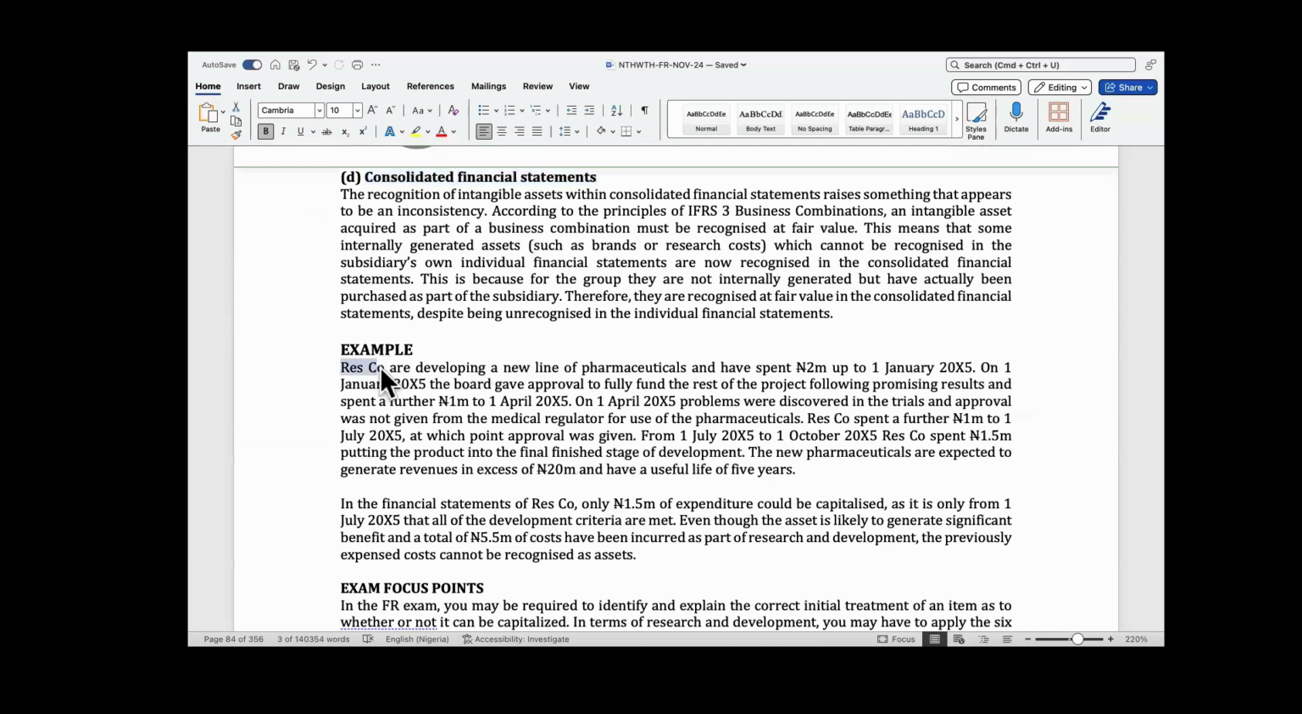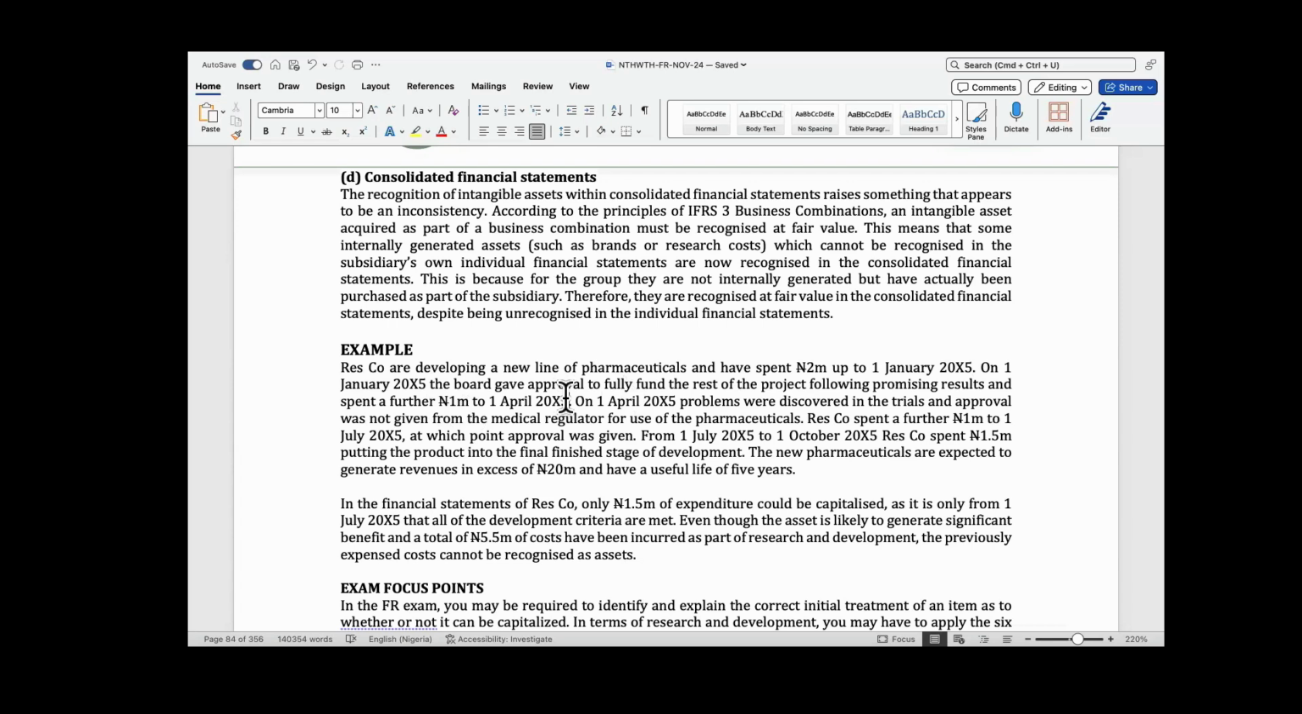It's developing a new line of pharmaceuticals, and it has spent 2 million up to 1st of January 2005. On 1st January 2005, the board gave approval to fully fund the rest of the project following promising results, and it spent a further 1 million to April 2005.